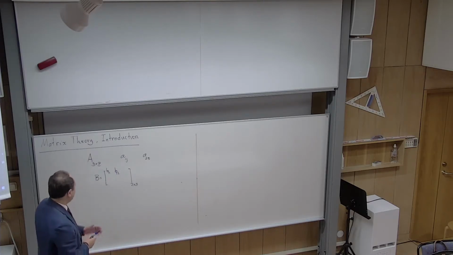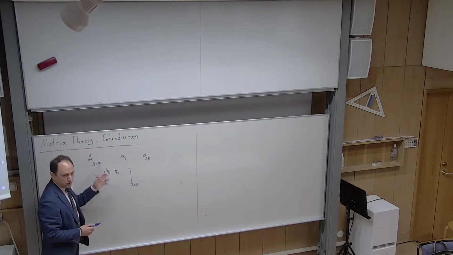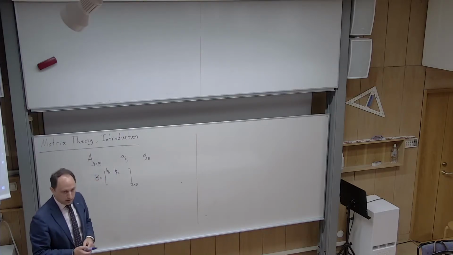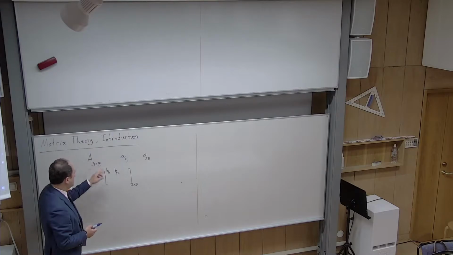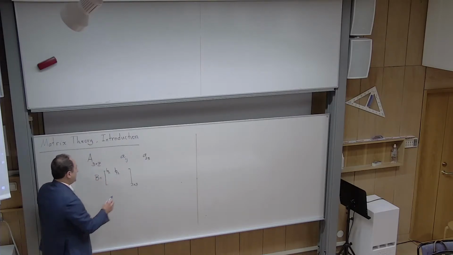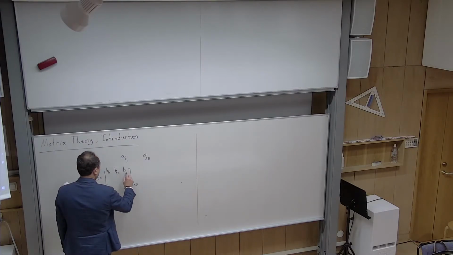No one will explain which one is the number of rows and which one is the number of columns. You have to know that. The first number is the number of rows. The second number is the number of columns. So here, the next one will be B13.